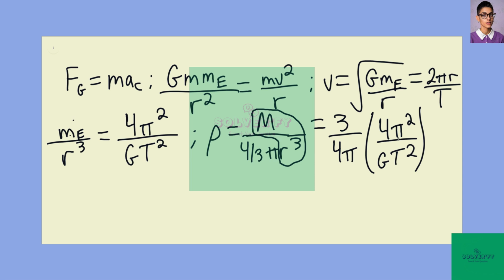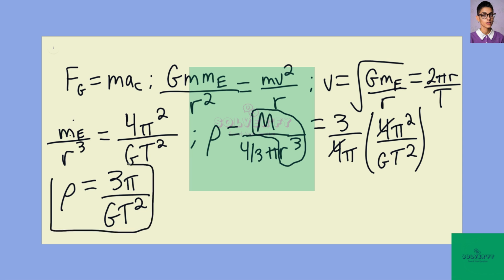And so we can finally say that after these cancel out, we have that the density is going to be equal to 3 pi over GT squared. And that's how we find the density of a planet, given that we only have a satellite in orbit. So we can say that in this case, the period of the satellite is inversely proportional to the density of the planet. And this would be your answer for part A.